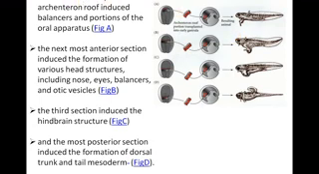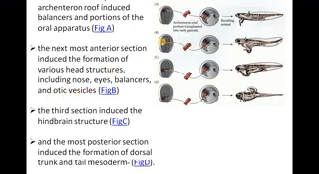The most anterior portion of the archenteron roof induced balancers and a portion of the oral apparatus. When the organizers are taken from this area and transplanted into the host embryo, it results in a different structure in the anterior region. The next most anterior section induced the formation of various head structures, including nose, eye, balancer, and otic vesicles.